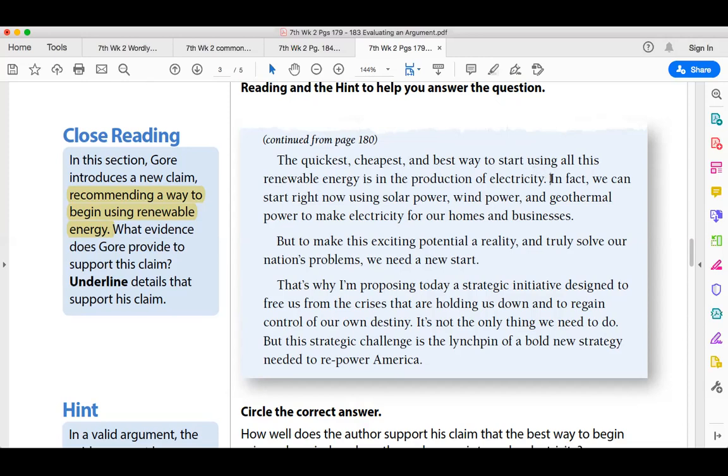This is one of his claims. So we need to underline that claim. And when you highlight it, you now click the T and it underlines it. But to make this exciting potential a reality and truly solve our nation's problems, we need a new start.